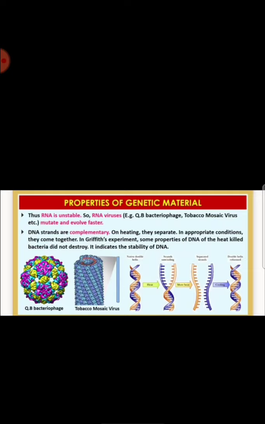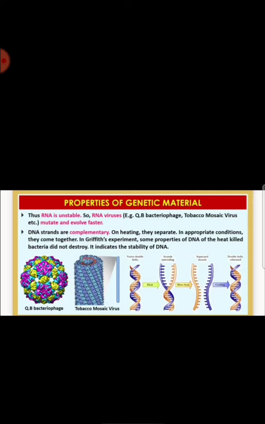So mutations. Okay, what we were studying, the properties of genetic material. So RNA is unstable, and that is why the viruses which are having RNA, Q-beta bacteriophage, tobacco mosaic virus, they will undergo mutation and they will evolve faster. Okay, and DNA strands are complementary. On heating they separate, in appropriate conditions they come together.